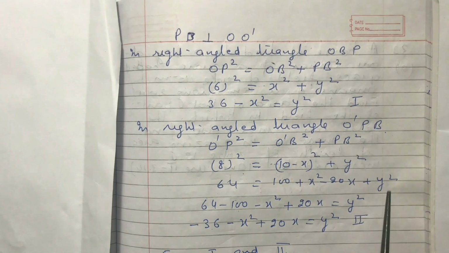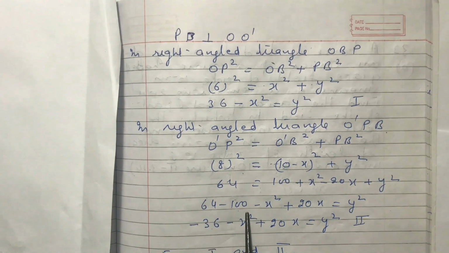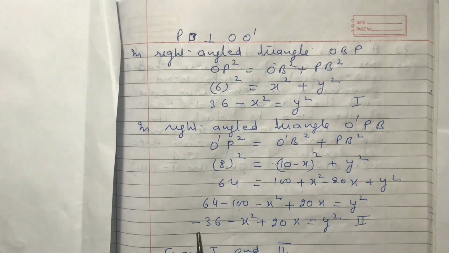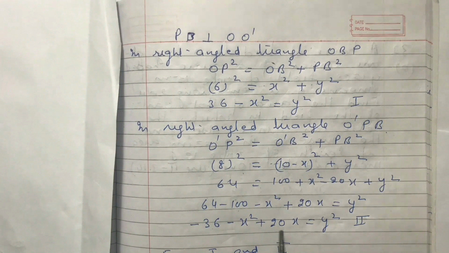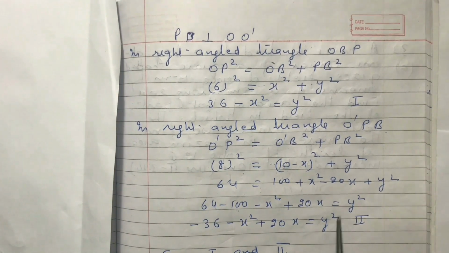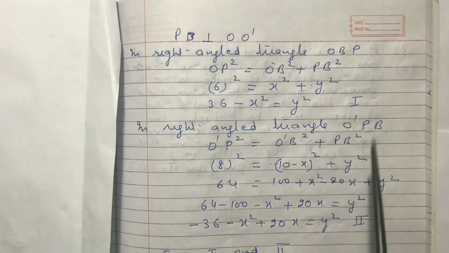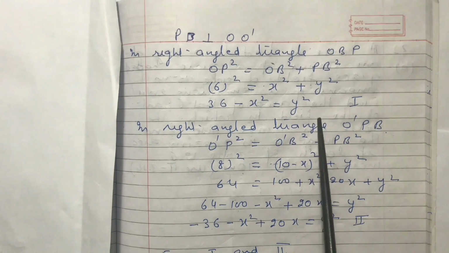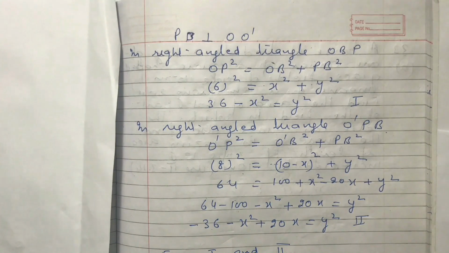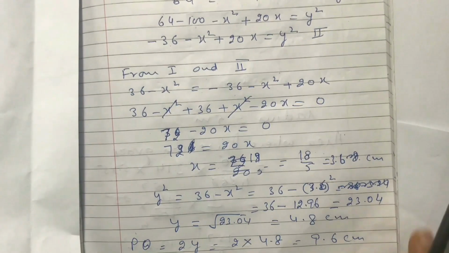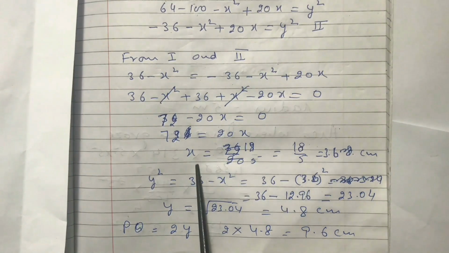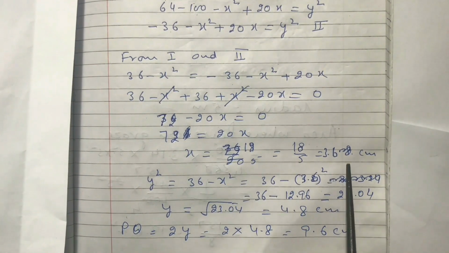Find the value of y square. That will be equal to 64 minus 100 minus x square plus 20x is equal to y square. It means minus 36 minus x square plus 20x is equal to y square. Now I have the value of y square here, and I have the value of y square here. Equate 1 and 2. After equating 1 and 2, we will get the value of x, which is equal to 3.6 centimeter.